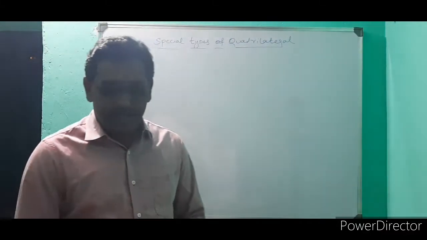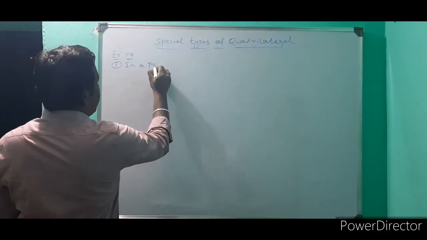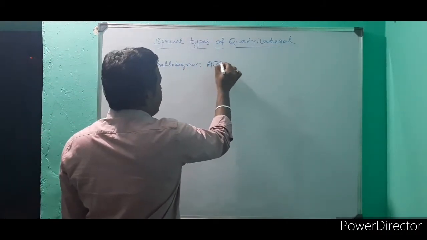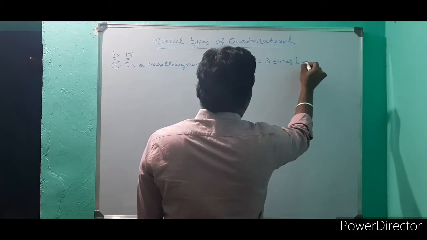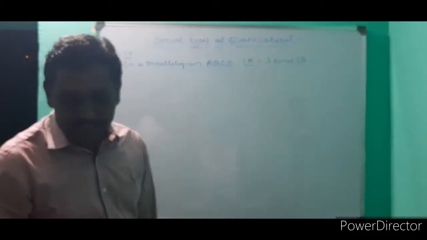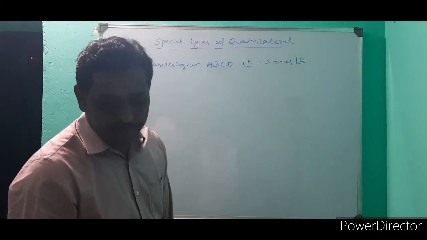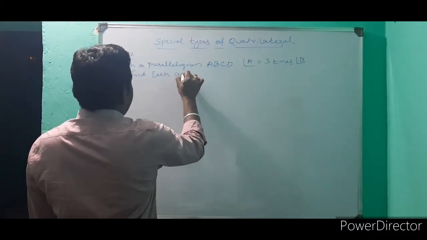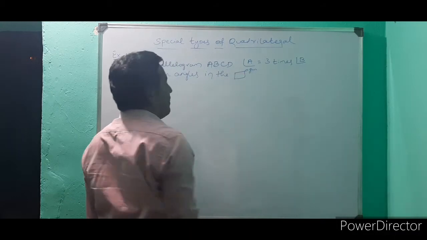In that one, exercise 17, first question is: in a parallelogram ABCD, angle A is equal to 3 times angle B. Find each angle in the parallelogram. This symbol shows parallelogram.